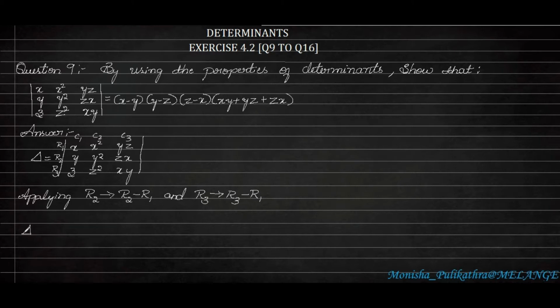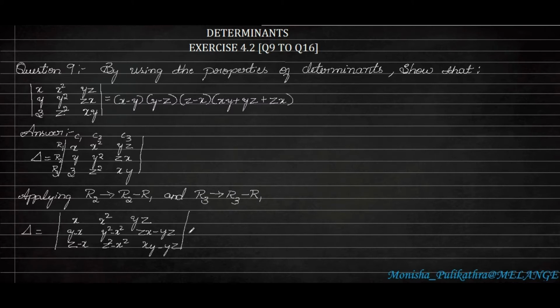Okay. So delta is equal to, since row 1 doesn't undergo any changes, we write it as it is: x, x square and yz. The second row is R2 minus R1. So that is y minus x, y square minus x square and zx minus yz. Next is R3 minus R1: z minus x, z square minus x square, xy minus yz.